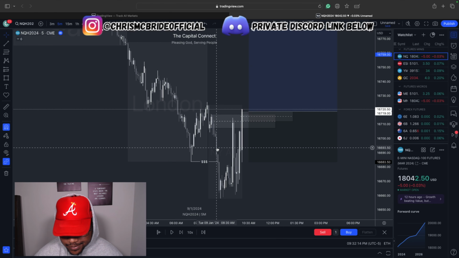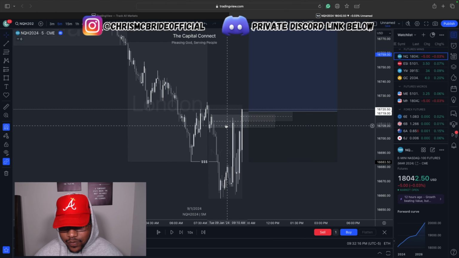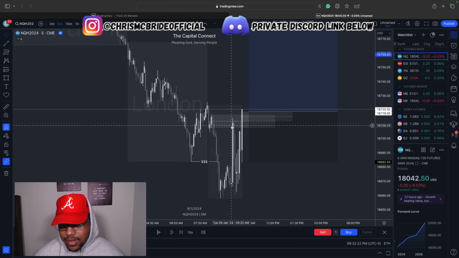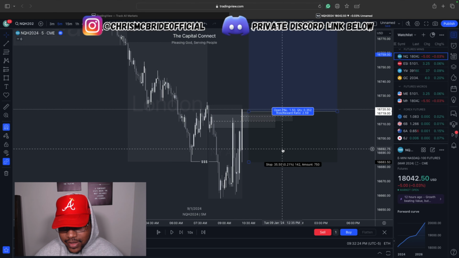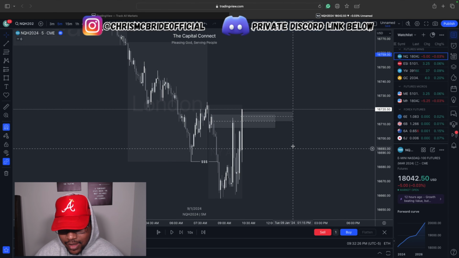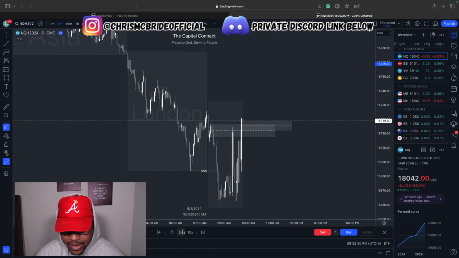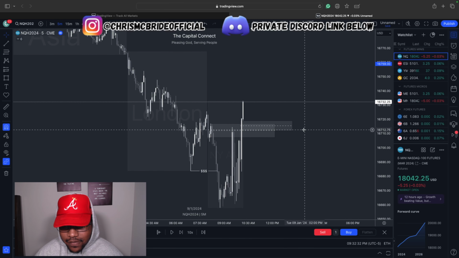Okay, so we got a sweep of liquidity, we got a failed order block, because this bullish candle right here closed above this order block. So now all we need is a fair value gap. Let me delete this because I'm kind of already showing you guys the result, but let's go ahead and play it out a little bit. We see that we do get a fair value gap.